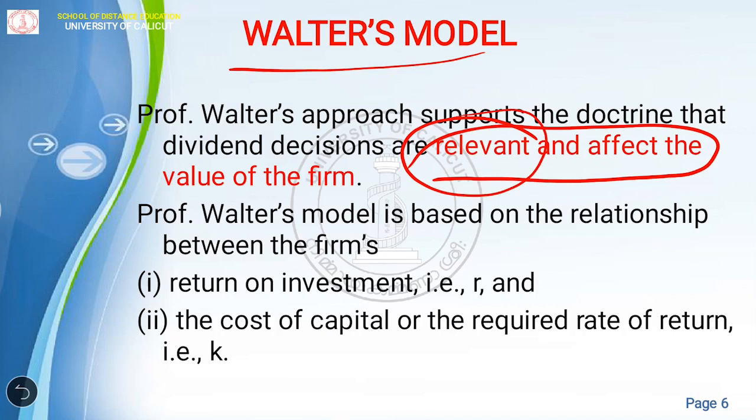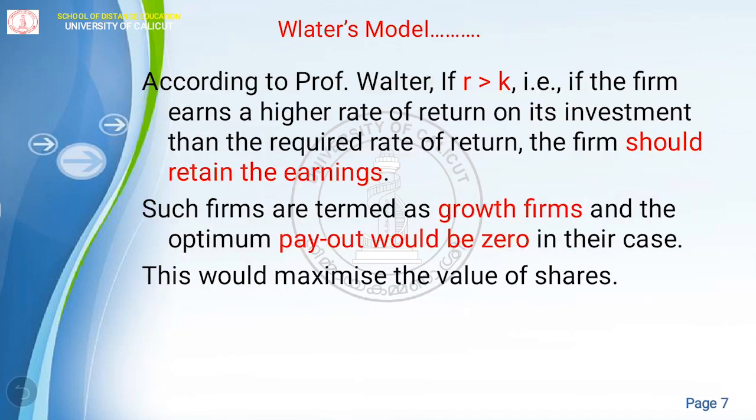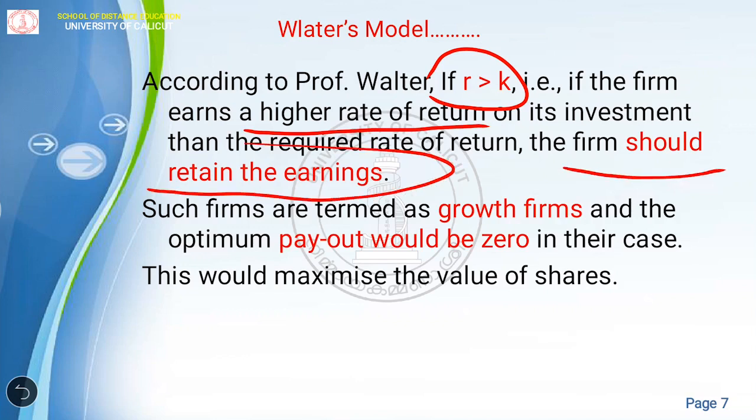Walter's model is based on the relationship between the firm's return on investment, indicated as R, and the cost of capital, that is K. According to Professor Walter, if R, return on investment, is more than K, the cost of capital, that is, if the firm earns a higher rate of return on its investment than the required rate of return, the firm should retain its earnings.